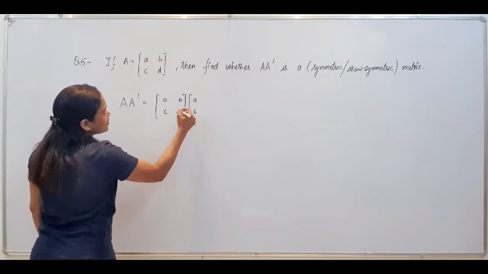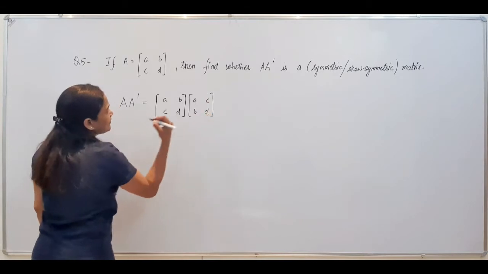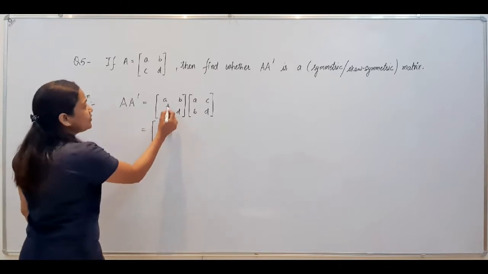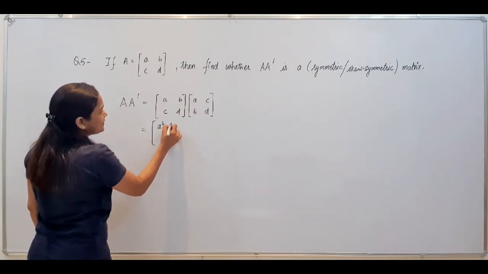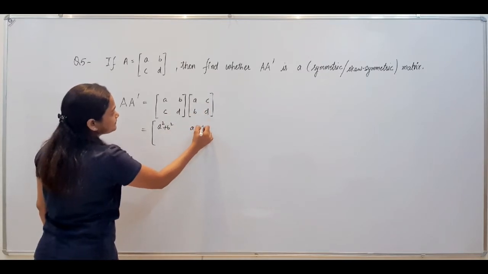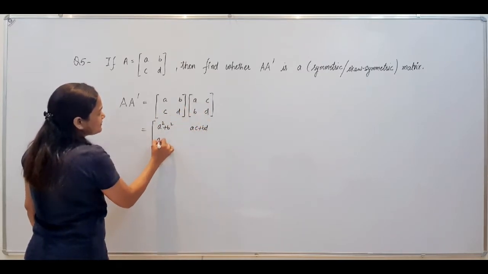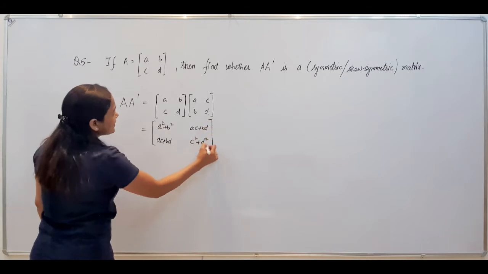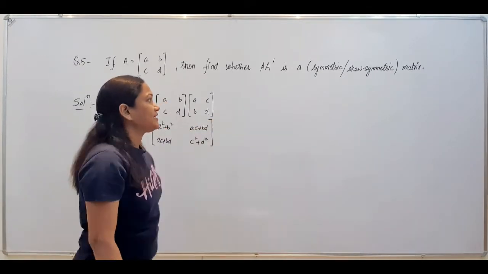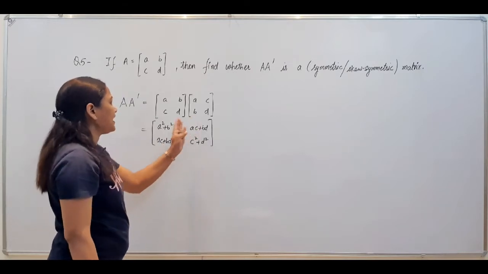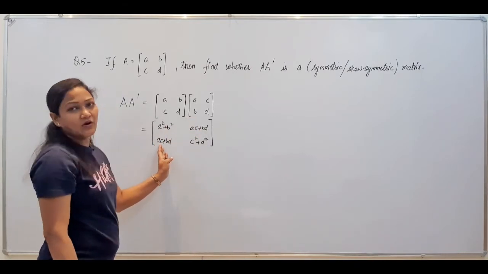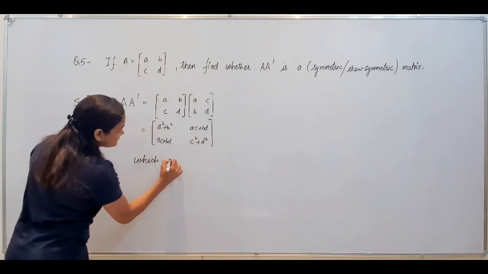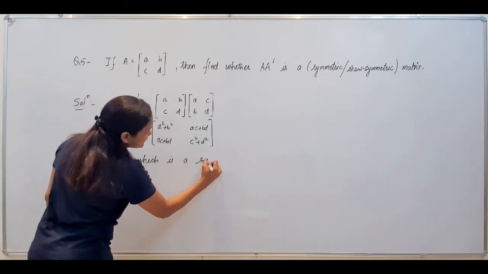You will change the first row to the first column and the second row to the second column. Now when you multiply both of them, then this will be a square plus b square, this is ac plus bd, this is ac plus bd, and c square plus d square. You will realize this is again a symmetric matrix, because diagonal elements can be anything, and other than the diagonal elements they all have equal images. So which is a symmetric matrix.